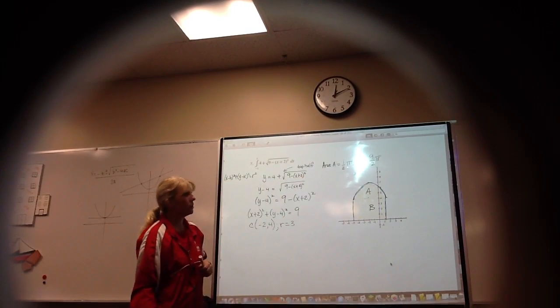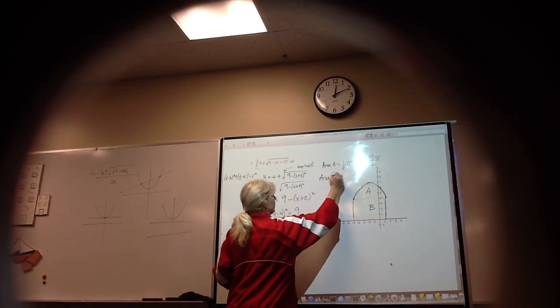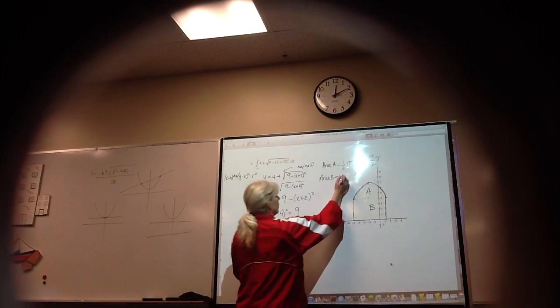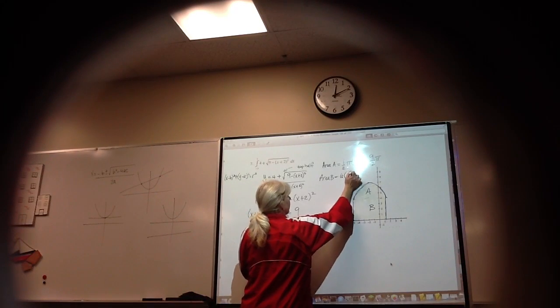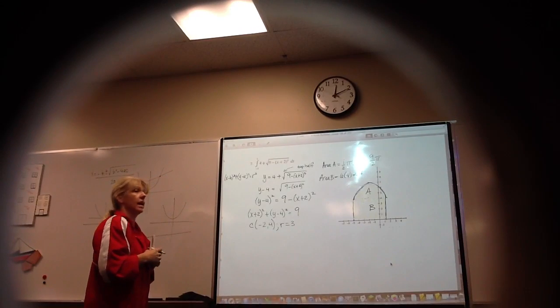Okay, what's the area of region B? It's a rectangle. Area of region B, length times width. What's the length? 6. Width. 4. So what's the area? 24. Okay, now, I just thought get used to giving an exact answer.